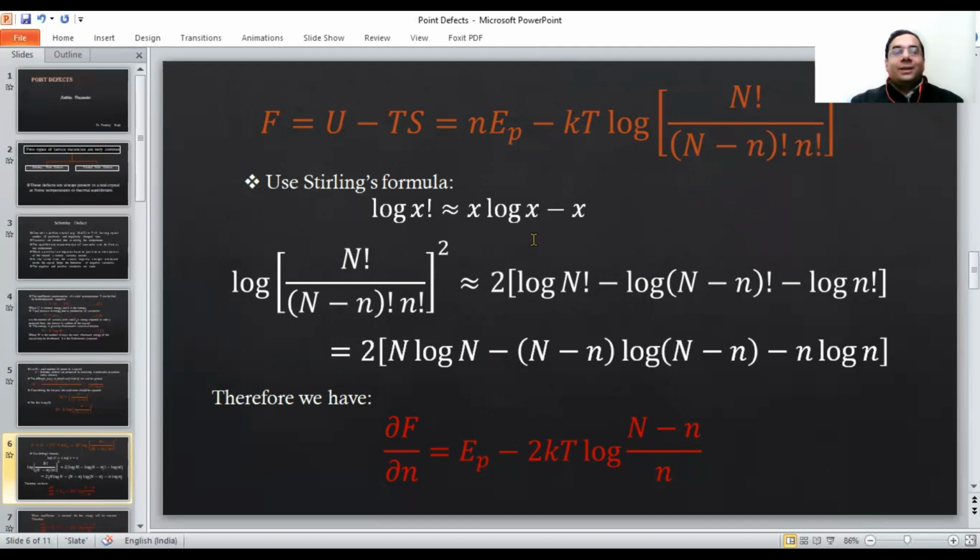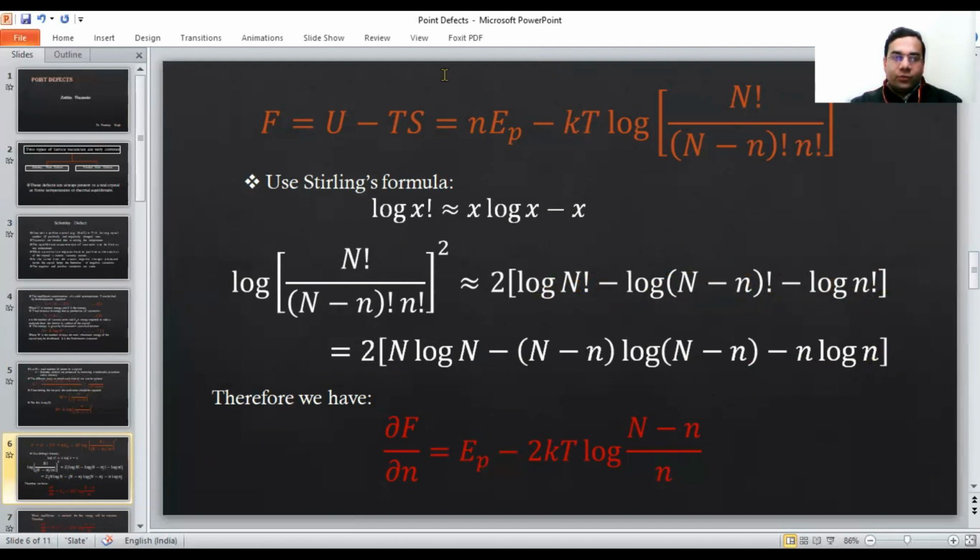Now we know that Stirling's formula is log x factorial equal to x log x minus x. Using this formula, we can find the value of this log term. Now this will become 2 log N factorial minus log N minus n factorial minus log n factorial. By using Stirling's formula, expand these log terms, and we will get 2 into N log N minus n log n minus n minus N log N.